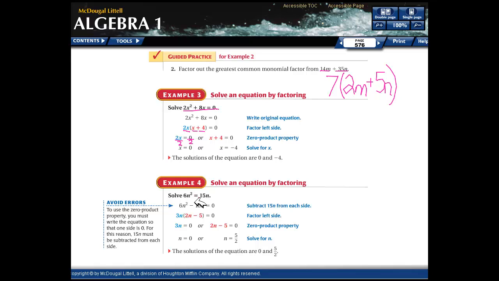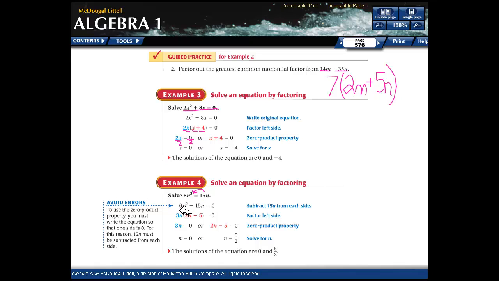Example 4 looks just like it, except I don't quite have it equaling 0 yet, so I just have to do a little manipulation and move this one over. So if I subtract 15n from both sides, I would end up with 6n squared minus 15n. And now since there's nothing left over here, there's where my 0 comes in. So 6n squared minus 15n equals 0.